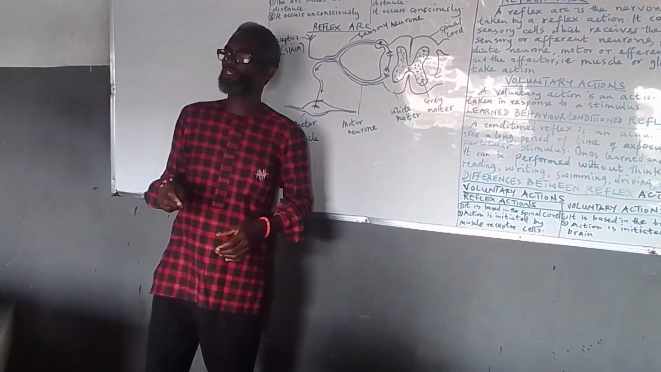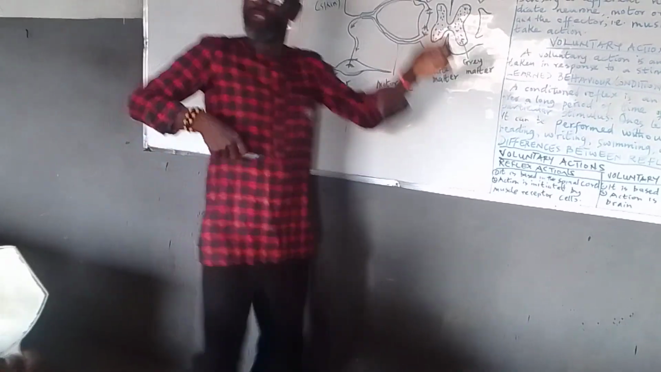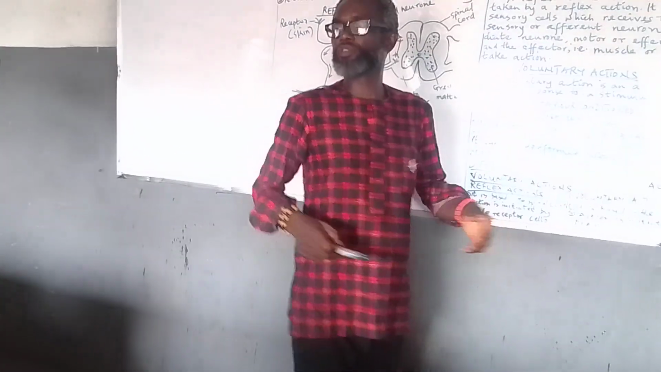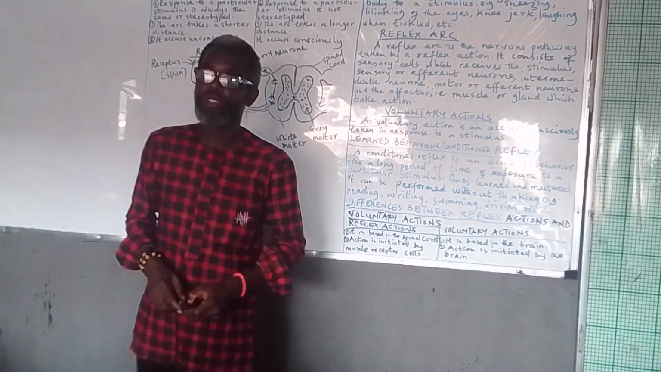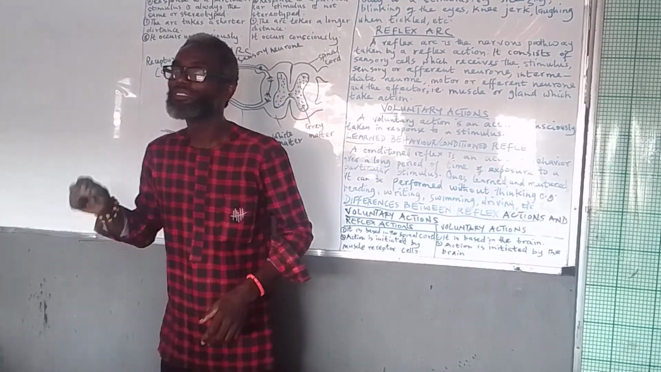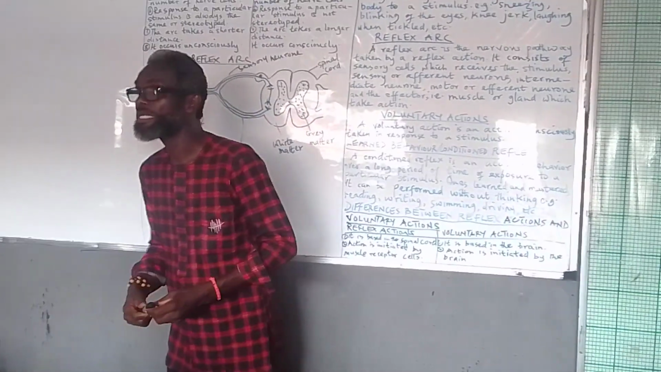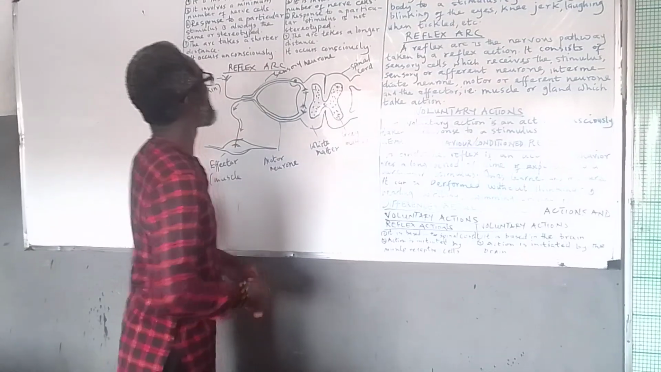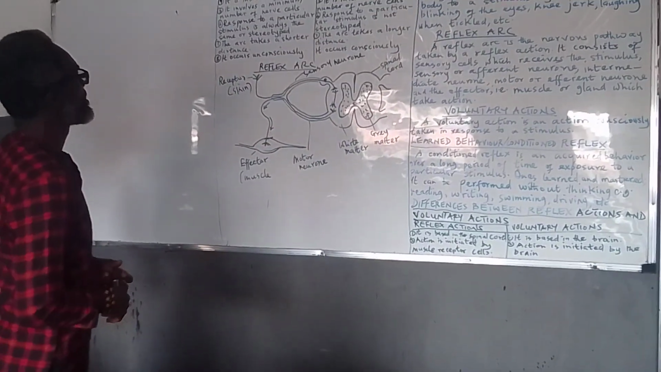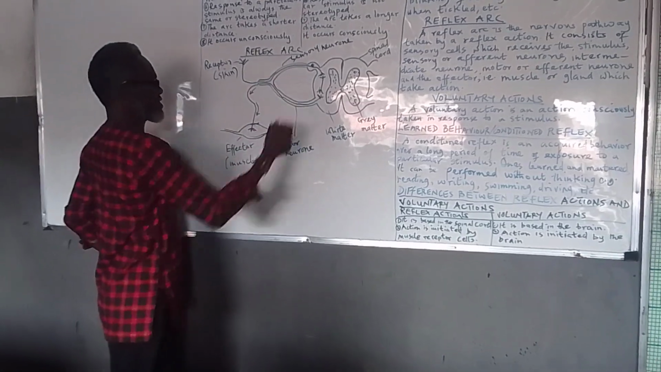You can decide to say, I want to walk, I want to run, I want to jump, I want to swim. You can decide. But in reflex action, you cannot decide. Blinking is blinking. Everybody blinks the same way. So it's stereotype. It's the same thing. Then we have the arc takes a shorter distance, as you can see. This one takes a shorter distance.